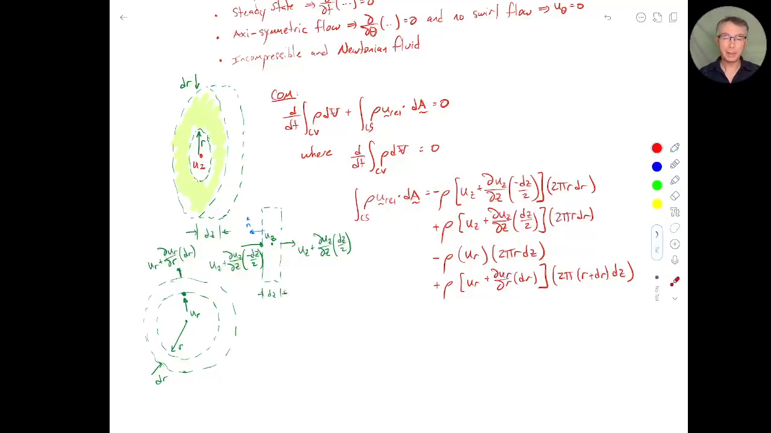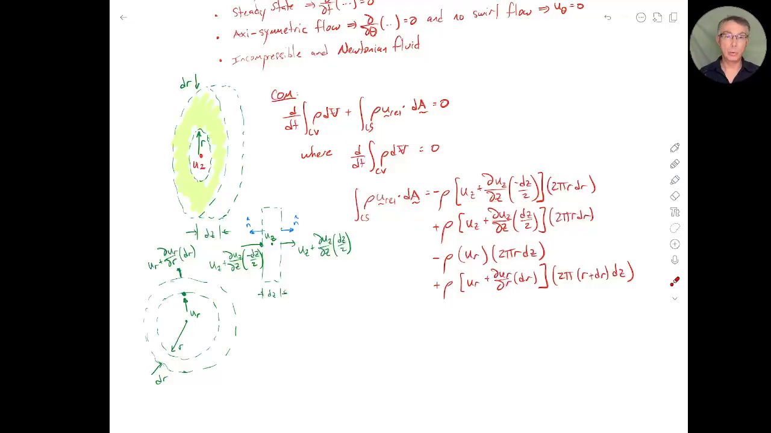Then I can do the same thing on the right-hand side, right? So on the right-hand side, I've got the density right there. The velocity is here. Remember, it's this velocity. And then the area is the same area. It's 2 pi r dr. But when I do the dot product there, because the normal vector is off to the right, it's in the same direction as the velocity. So that gives me a positive. Okay, so that's the mass flow rate term through the left and right faces.